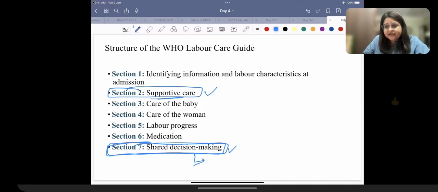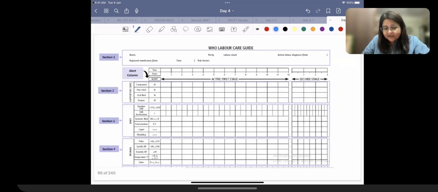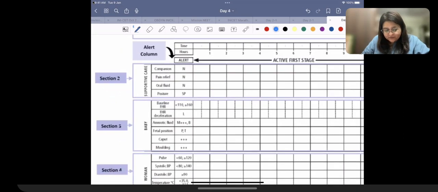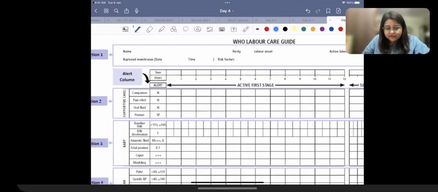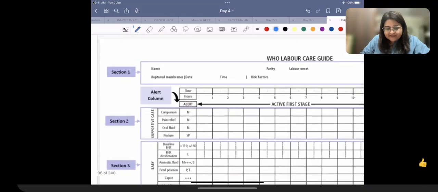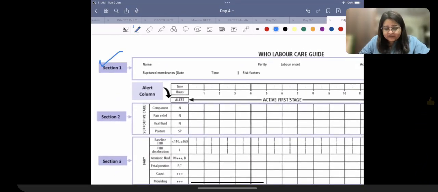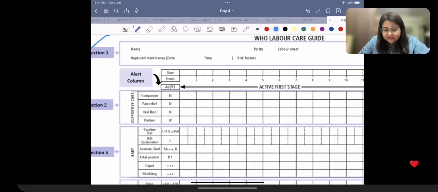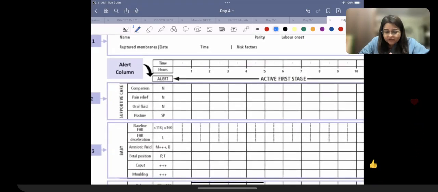What is shared decision making? It is that if you found something wrong in the partograph, what corrective measures have you taken? In the old partograph, this was not there. It's only there here: what corrective measures have been taken? Okay? Now let's understand. I've just put 4 sections together to make you understand better. Now look here. The first is of course identification, name, age, and all that. Okay, parity.